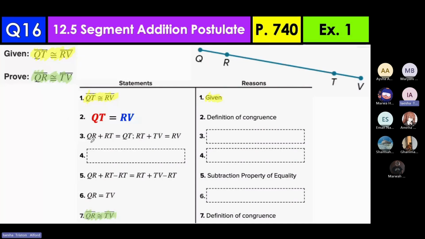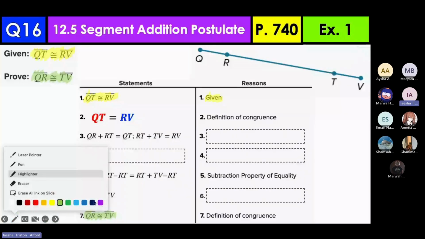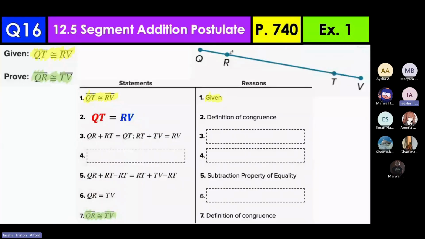Then you look at line number 3. Try to see what it's talking about. It says QR plus RT is equal to QT. So you have to go to your picture. QR plus RT is equal to QT. It's a vocab word. That vocab word is segment addition. Part plus part equal whole.